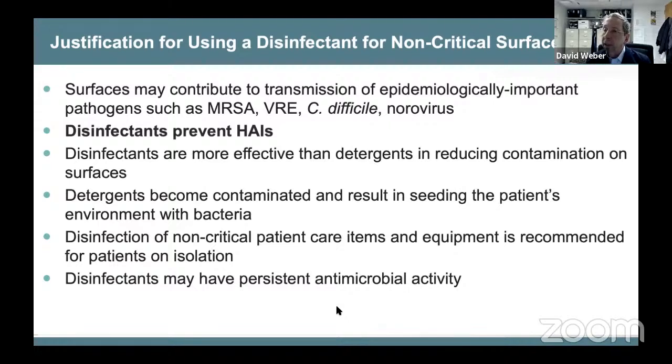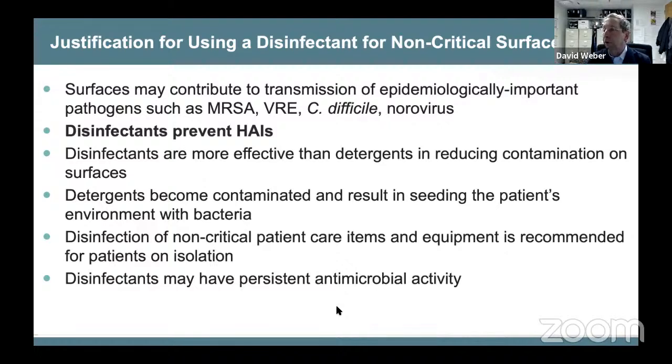Justification for using a disinfectant for non-critical surfaces is if you just use soap and water, even with good cleaning, one of the problems is all you do is contaminate your mop or your washcloth. If you take that mop or washcloth and go from room A to room B, or patient space A to patient space B, all you're going to do is spread the organism from one place to another.